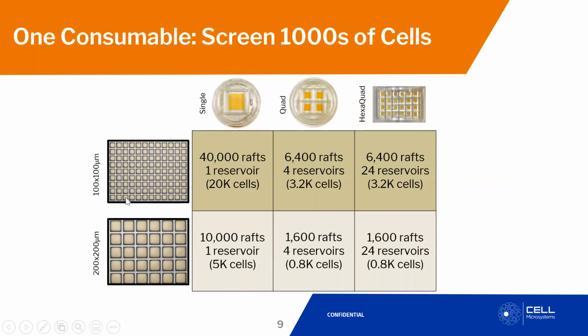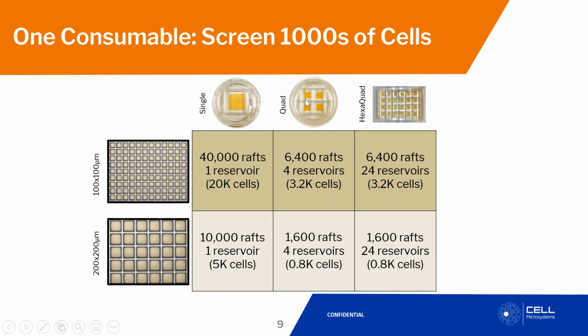In addition to choosing the size of the raft that's appropriate for you, you can also choose the format of the array itself. They currently come in three different formats: the single, which has one central reservoir, the quad, which has four individually spaced out reservoirs, and the hexaquad, which has 24 reservoirs. And depending on your application, you can choose the right consumable for your experiments.